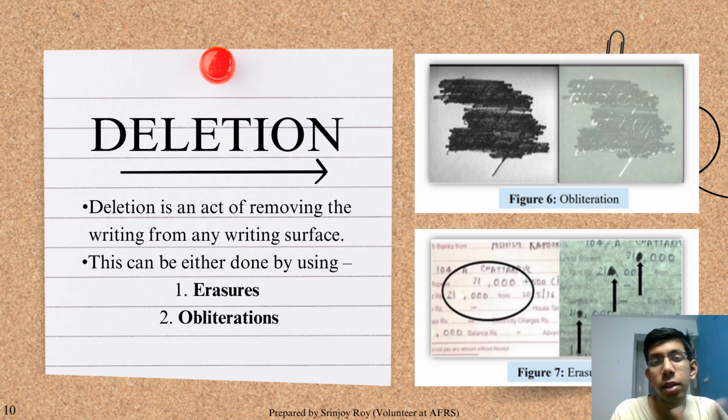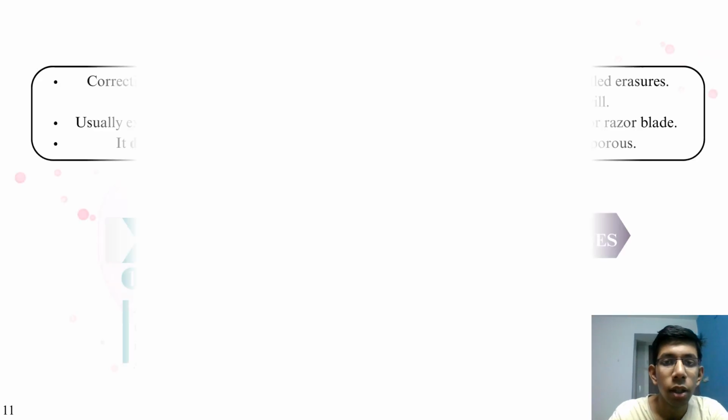Moving on to the next broad category of alteration, which is deletion. As I mentioned, deletion is basically removing something which is already there in the document. It can be a page, it can be alphabets, numbers, letters, anything. And how are deletions done? As we discussed, addition is done by interlineation and pagination. For deletion, we have erasures and obliterations.